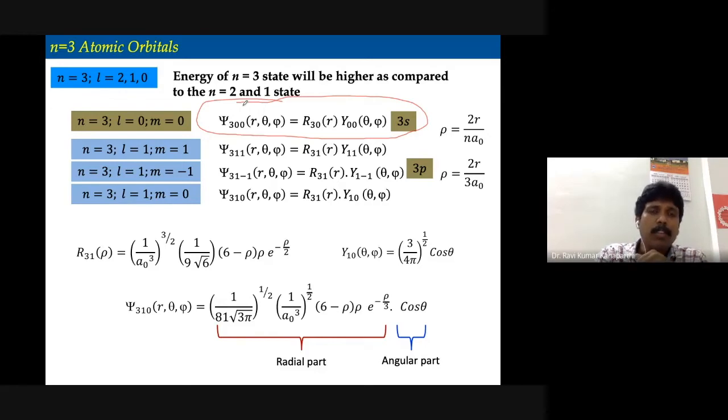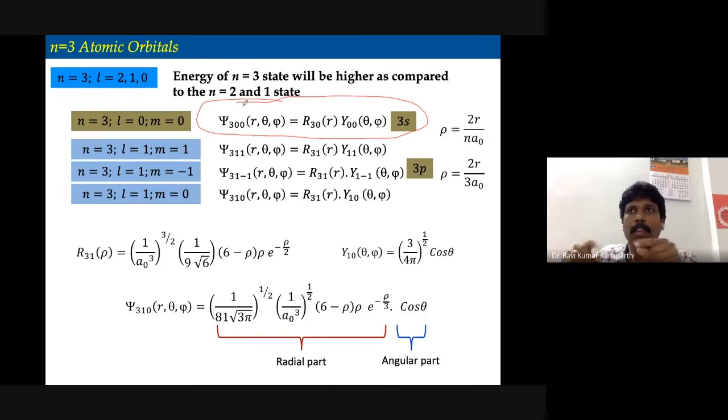Then the other possibility is when L is equal to 1. When L is equal to 1, then M can be 0, or M can be 1, or M can be minus 1. So therefore, we will have 3p orbitals. So when L is equal to 1, obviously M can be 0 or plus or minus 1. So we will have 3p orbitals, and the 3p orbital shape we already discussed. They will not be so different than the 2p orbitals we have discussed. They will be exactly the same.